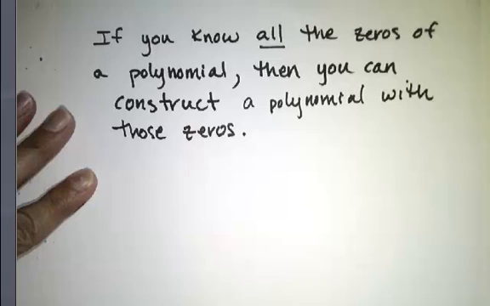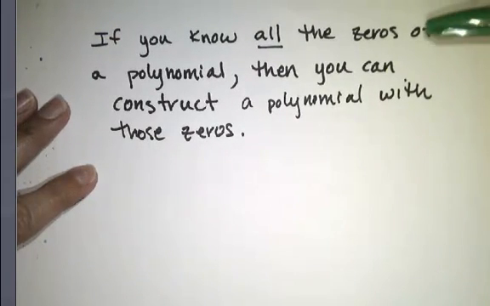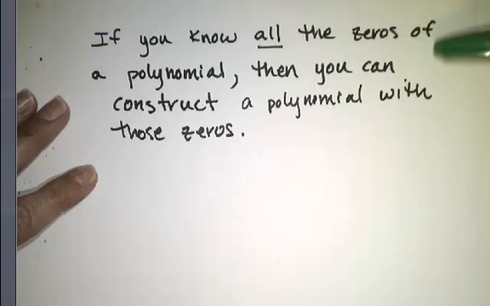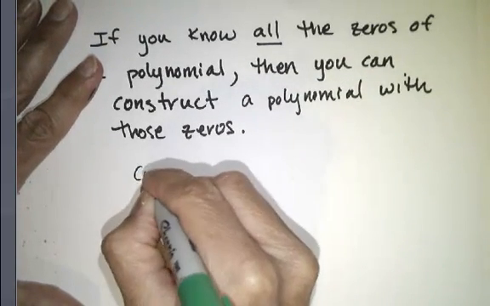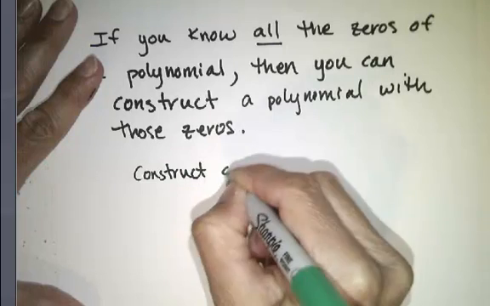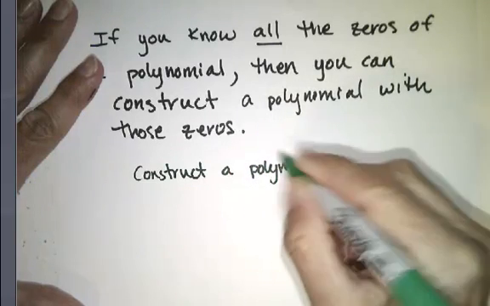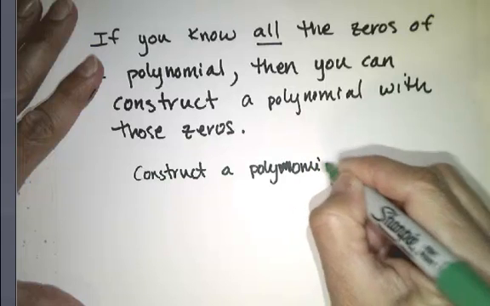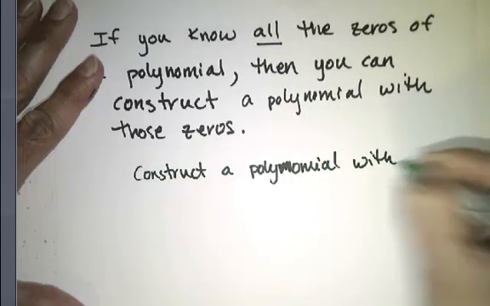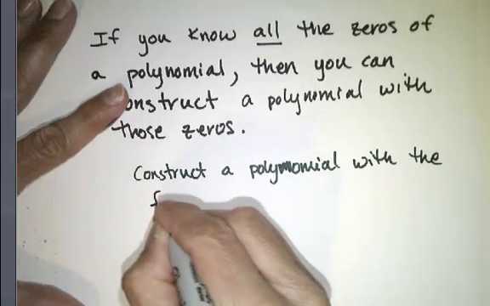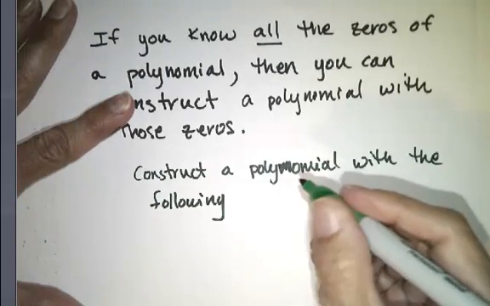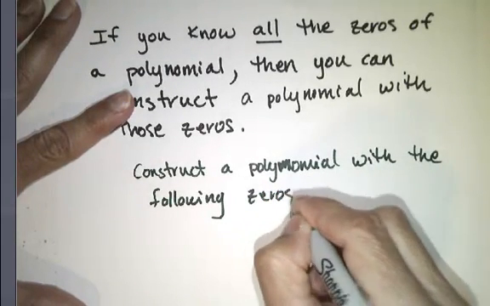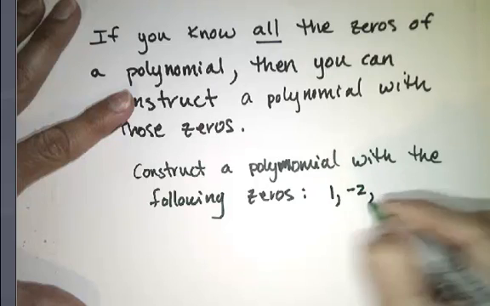Now, here's something very useful. If you know all the zeros of a polynomial, then you can construct a polynomial with exactly those zeros. So, for example, if I said construct a polynomial with the following zeros. And you can actually construct many different ones, and I'll show you how that can be. Let's say 1, -2, and 3.